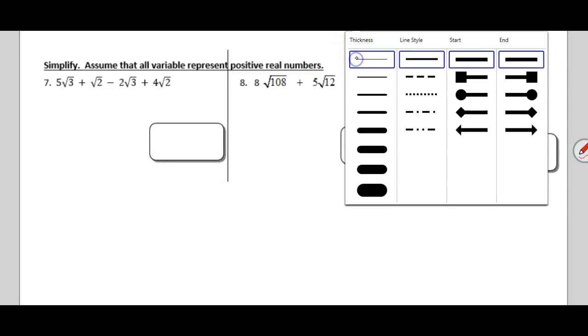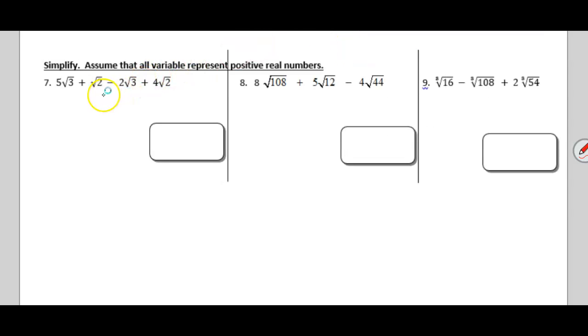Alright, now right here, what you gotta recognize is simplify, assume that all variables represent positive real numbers. So you basically gotta combine like terms. Alright, so we have 5 radical 3 and negative 2 radical 3? Well, 5 minus 2 is gonna be 3 radical 3.